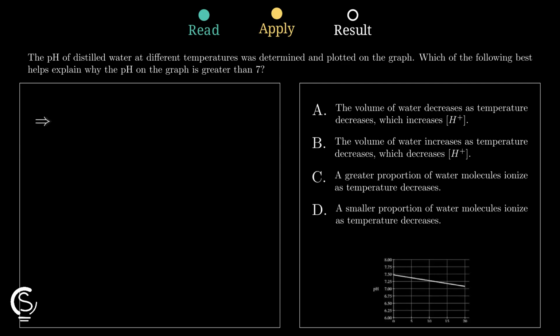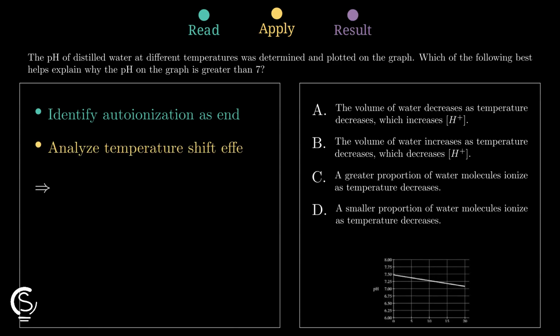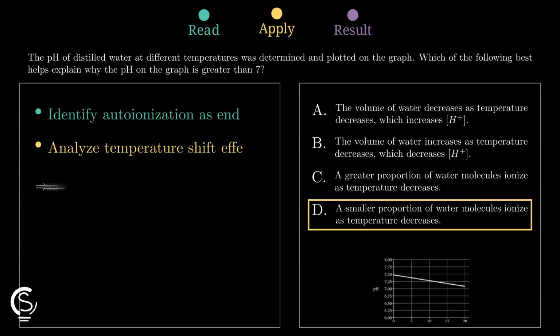When the temperature decreases, the system shifts to favor the reactants according to Le Chatelier's principle. This shift reduces the concentration of hydrogen ions because fewer water molecules are actually ionizing. Since fewer ions are produced at lower temperatures, the pH value naturally increases. This confirms that option D is the correct explanation for the graph.